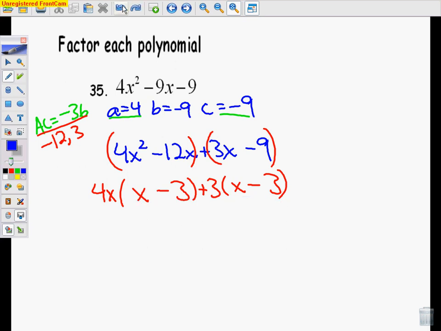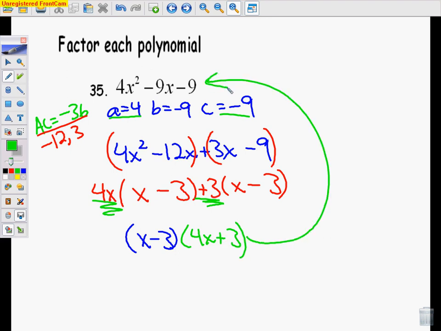So now you factor out that common GCF, or that common binomial, which was x minus 3. That's what we just factored out, leaving us with 4x plus 3 to go in the other parentheses. All right, and there we go. That's our answer. Once again, when you FOIL that, you should get that.